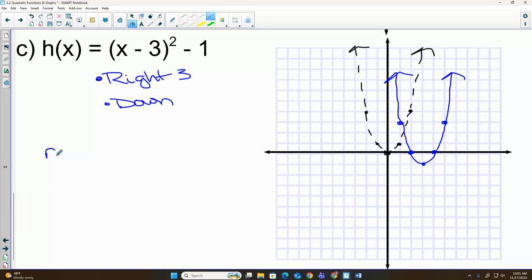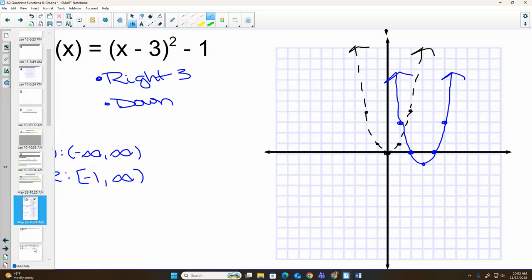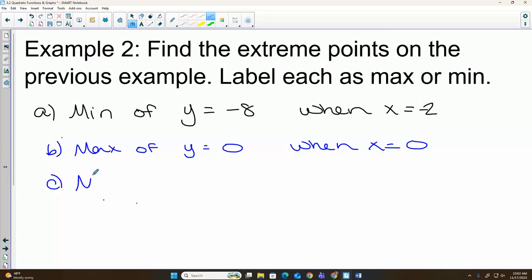What's the domain of that? What's my range? Negative 1 to infinity. Okay, if we look back down at example 2, does this one have a max or a min? Minimum. What is that smallest y value? Negative 1. When x was equal to what?